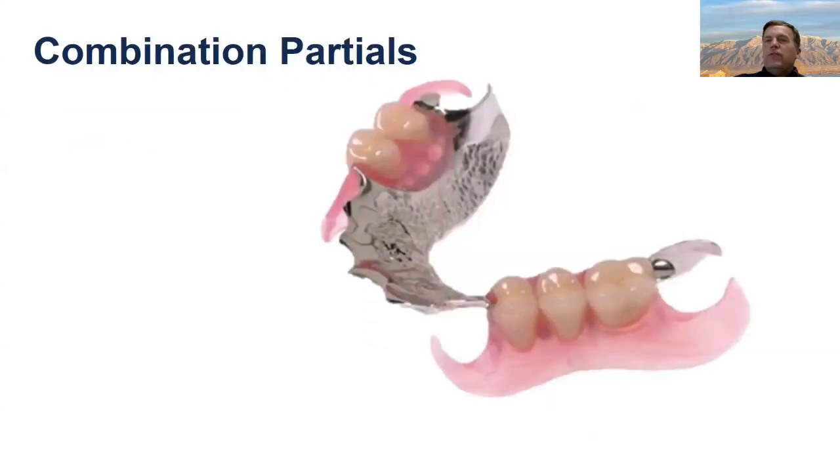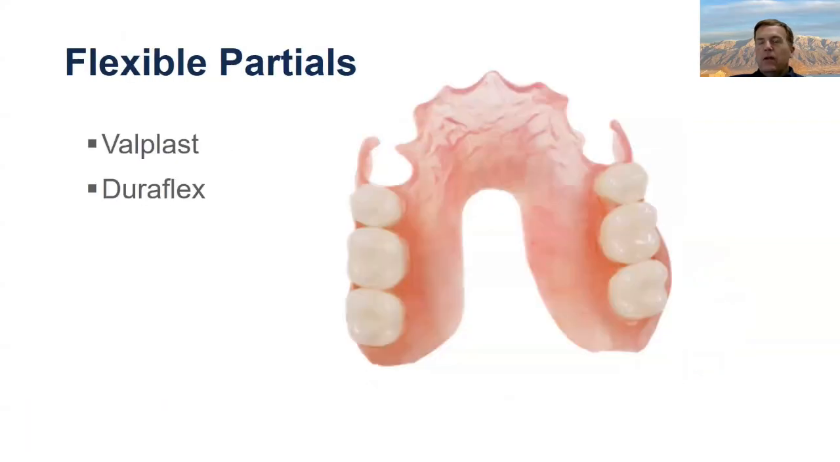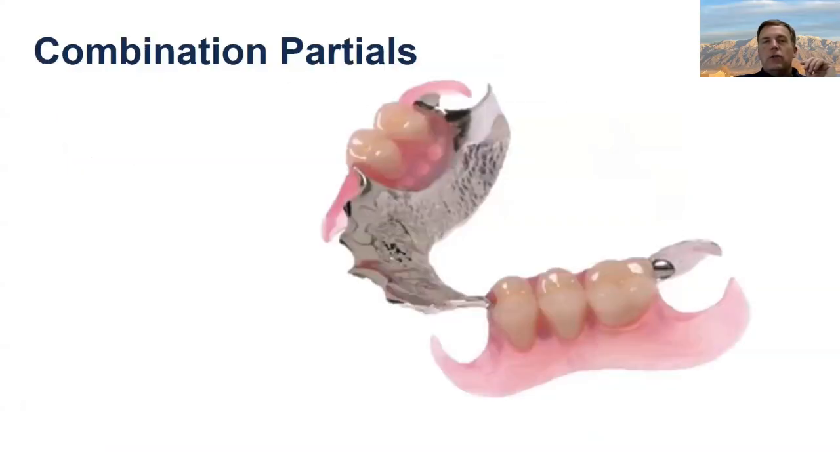Combination partials. This is one of those things that I feel is a little bit underutilized. Take that case here, let me switch back. Imagine if this were all metal. A, I can make it smaller. And B, now all of a sudden it's not flexible. So I get the advantage of the flexible clasps, but the rigidity of the metal as well. This can be a solution that I think once you start using it, you'll find more and more applications for it.